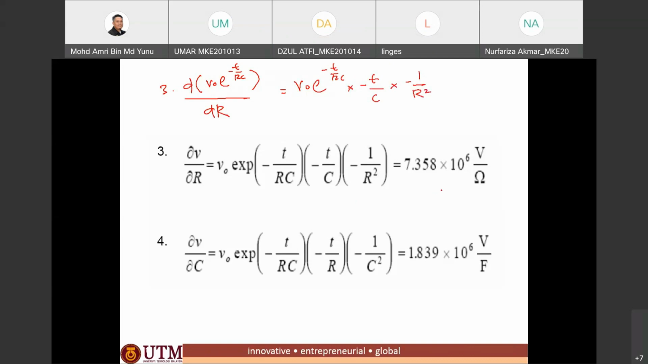Then we insert all the nominal values for the independent variables. So we get this value for the third term of dV over dR, and finally repeat for dV over dC. Okay, you get this term. Then we have got all the terms.